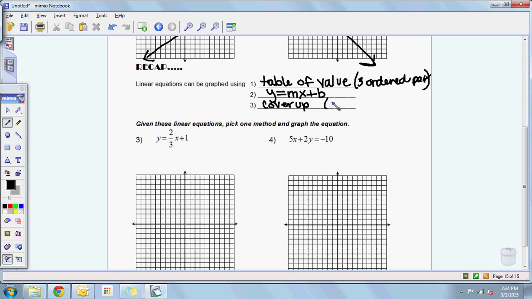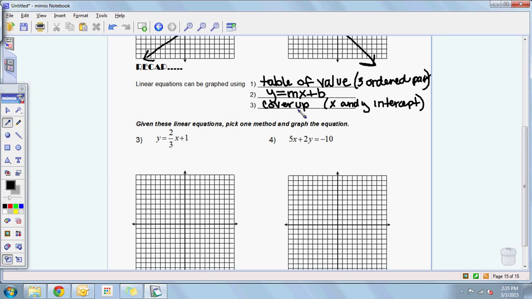And that's where you were looking for the x and y intercepts. So there are 3 different methods, 3 different ways to graph lines. Now, they're not always going to come up and tell you how you're going to graph that equation. You should be able to decide what's going to be the best method to graph these equations. Okay, so just by looking at them, let's decide what each of these are.